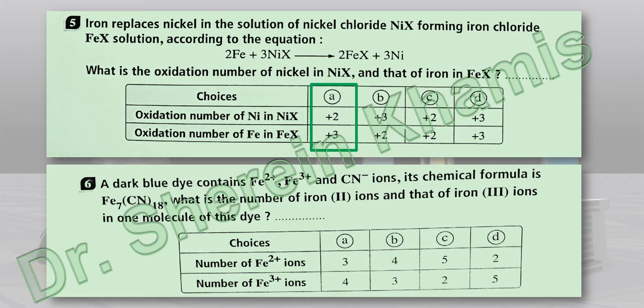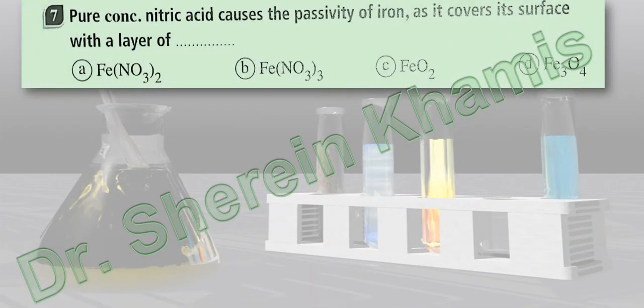Iron 2 and iron 3 according to this dye will be, one of them, 3 ions of iron 2 and 4 ions of iron 3. Okay, we are going to question number 7. Question number 7 says that pure concentrated nitric acid causes the passivity of iron as it covers its surface with a layer of. One of them will be the right answer here.